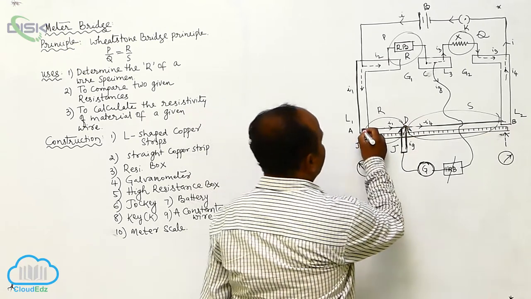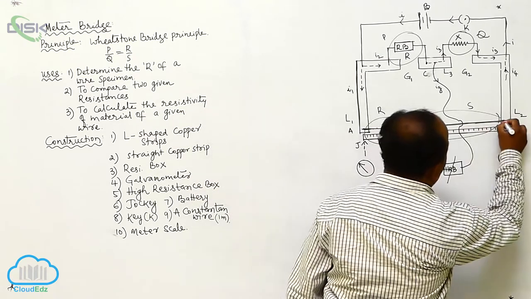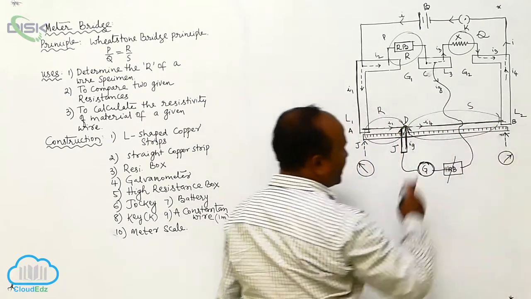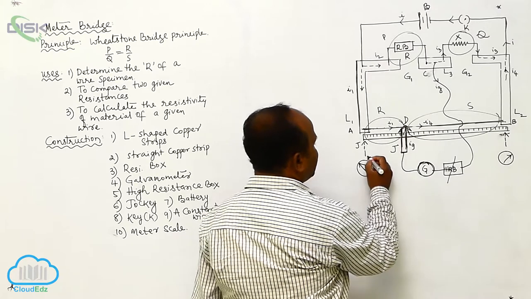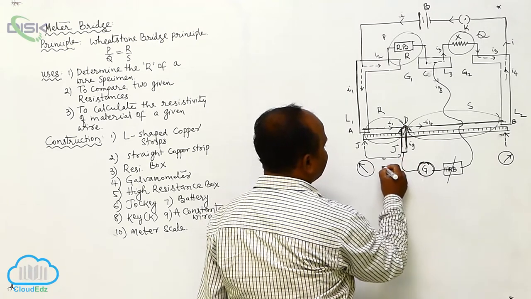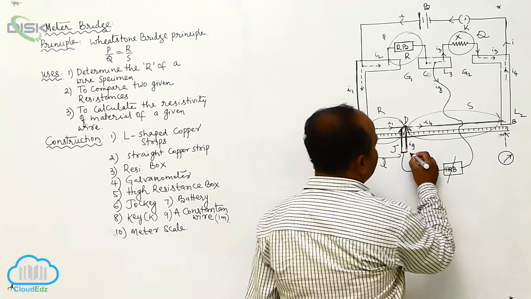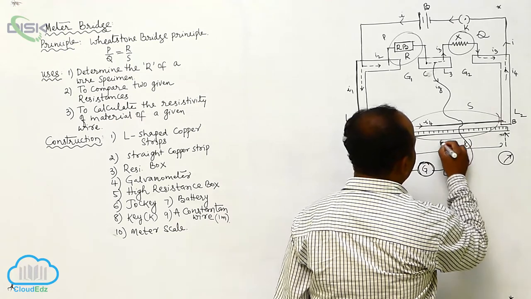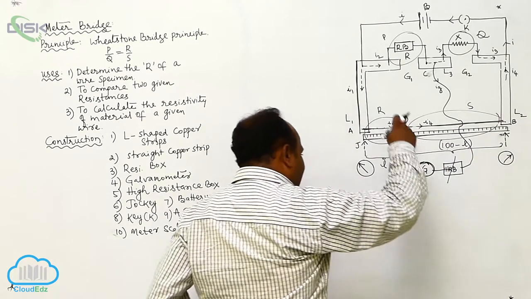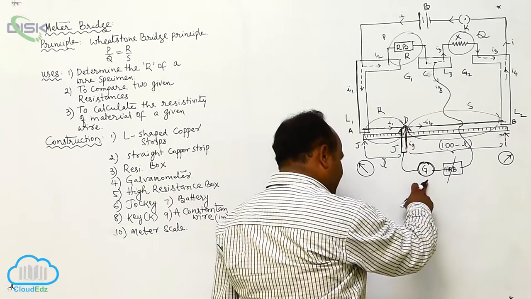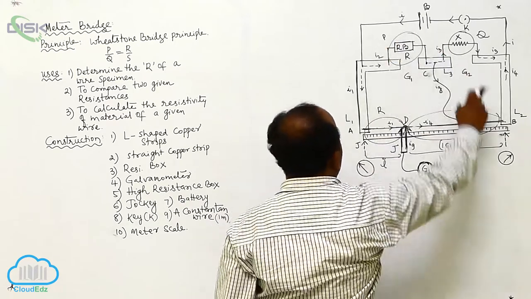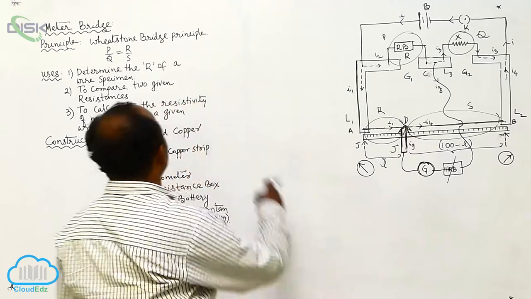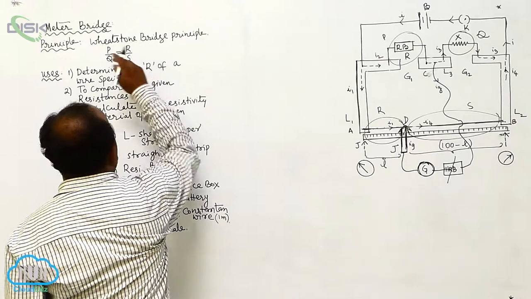Now, the total length of the wire is 100 centimeters. The length of the wire AD is L. The remaining length is 100 minus L. Whenever the galvanometer shows zero deflection, the meter bridge is said to be balanced. As the meter bridge is balanced, what is our formula? P by Q is equal to R by S.